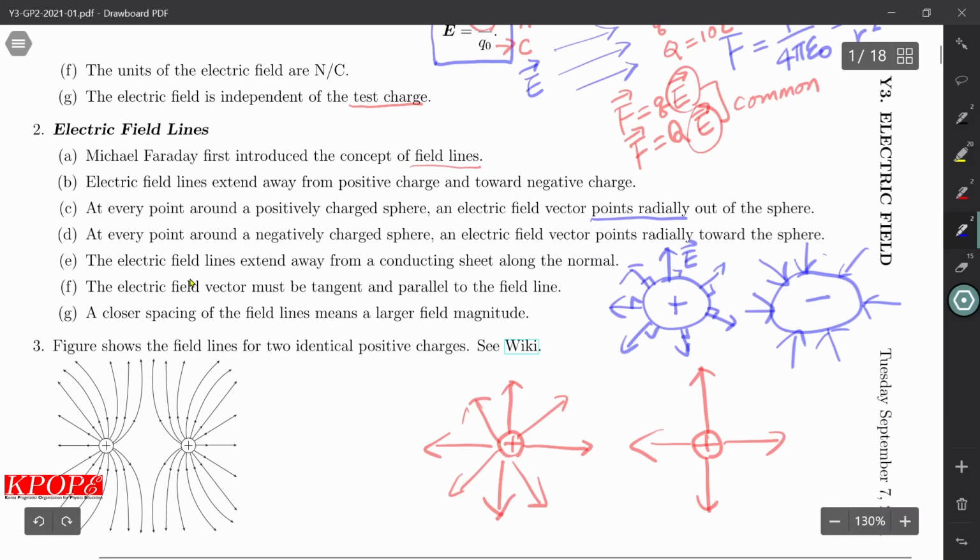E. The electric field lines extend away from a conducting sheet along the normal. What happens if it is a conducting sheet?